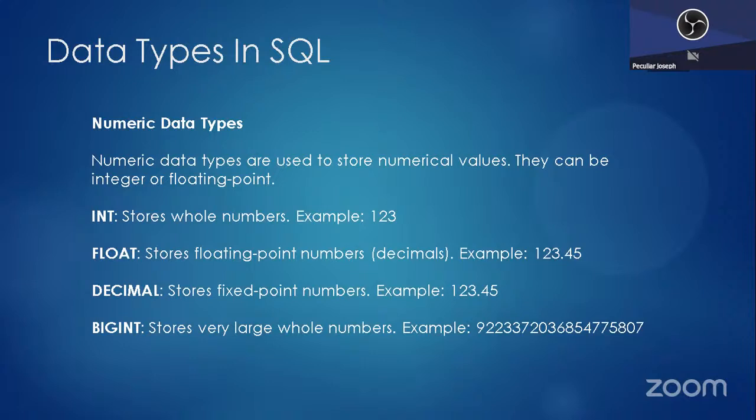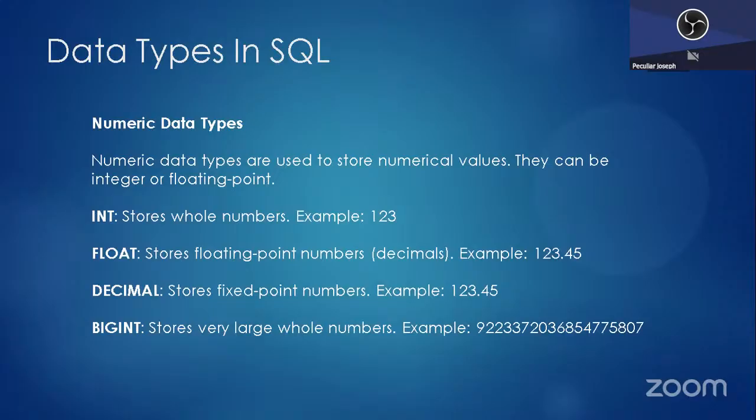Int stands for integer. So if you want to store whole numbers, you make use of int. If you want a column to carry just whole numbers, you make use of int. So next is float, right? Float is used for storing floating point numbers.